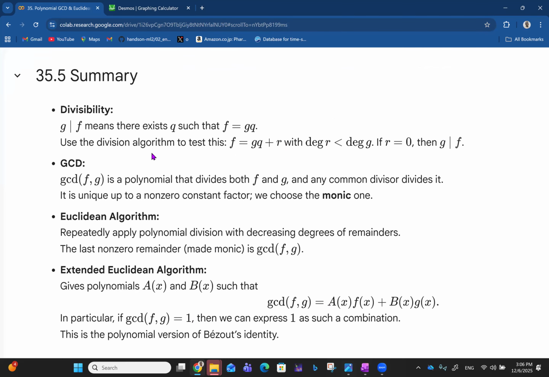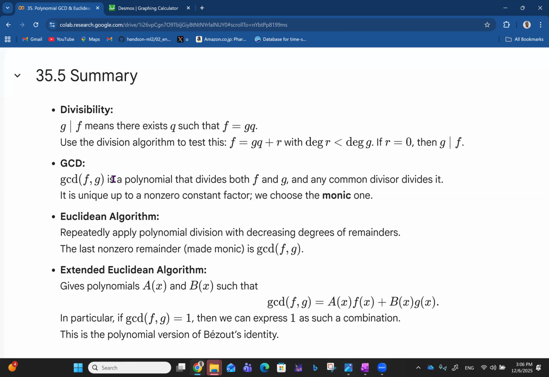So in summary, for divisibility, g divides f means there exists a quotient q such that f is equal to g times q. That means the dividend f is equal to the divisor g multiplied by a quotient q. You can use the division algorithm to test this: f is equal to g q plus r, with the degree of r less than the degree of g. Very important. If r is 0, then you say that g divides f.